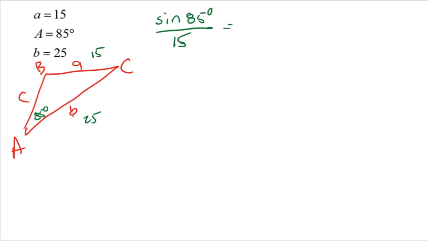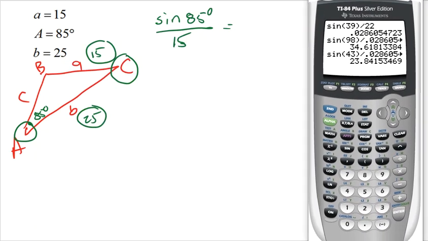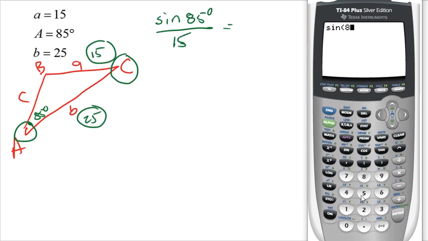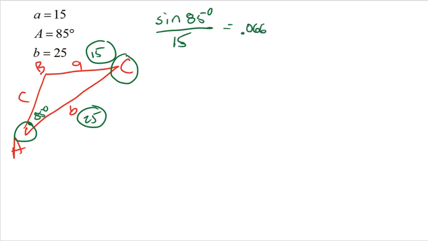But this is an ambiguous case because it's the angle-side scenario. So the trick is to find angle C first, the angle in between them. First, I understand that I can use the law of sines because I do know an angle and the side across from it. So let me get that magic ratio. Sine of 85 degrees divided by 15, don't forget to close that parenthesis, by the way, is 0.0664.